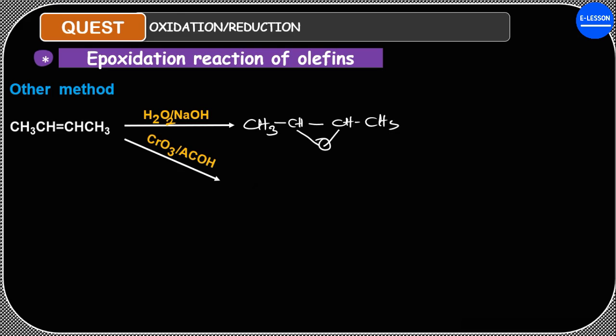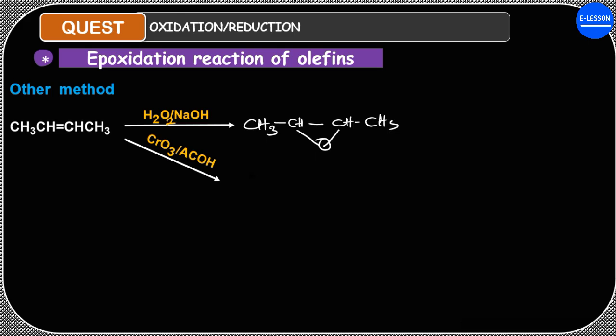This is another method for making epoxide. Same thing applicable using chromium trioxide and alcohol or acetic acid. This is acetic acid because this is acetyl group plus OH, acetic acid. This is still going to give us an epoxide.